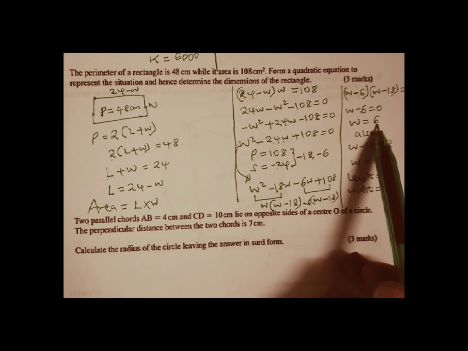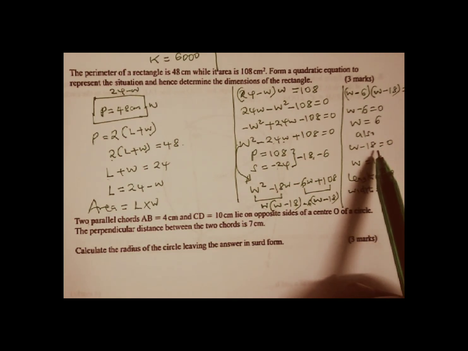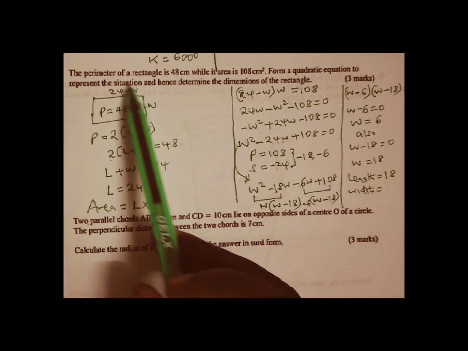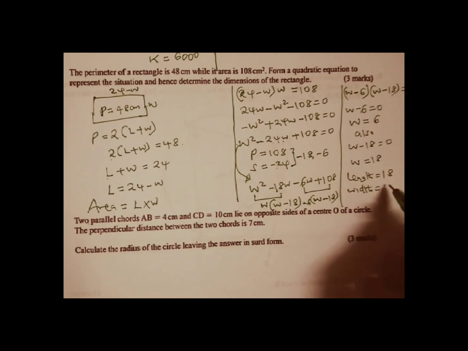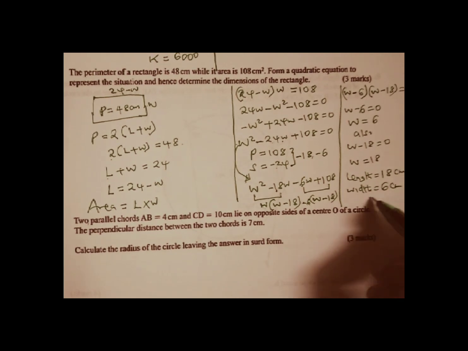That is one of the values. Otherwise, if we assume the width to be 18, our length is going to be smaller than the width, and therefore we are going to assume the width is 6 centimeters and the length 18 centimeters.